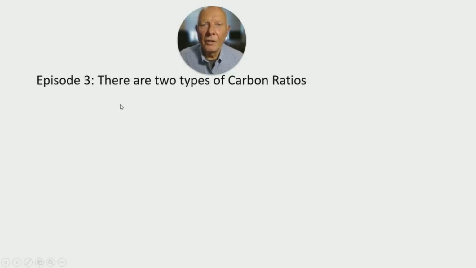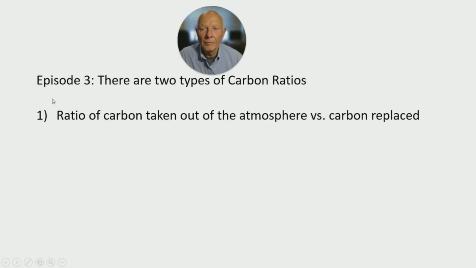I'm Captain Anderson, as you know by now, and we're up to episode 3, the carbon ratio. There are two types of carbon ratios to be concerned about. First is the ratio of carbon taken out of the atmosphere versus the amount of carbon replaced. That ratio has to be 1. If it's not 1, then the Earth is either going to heat up or it's going to cool off.